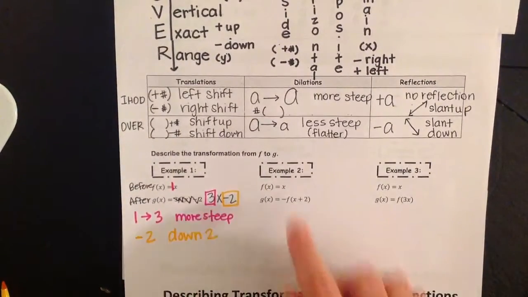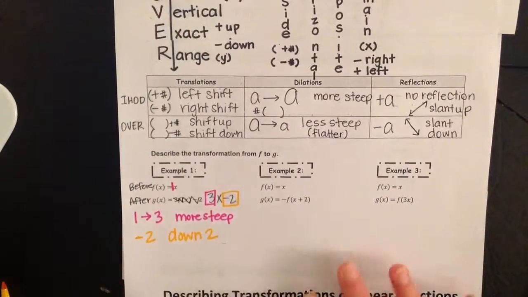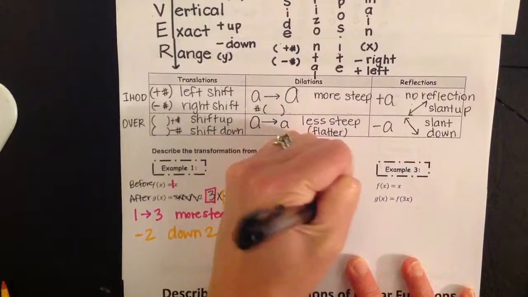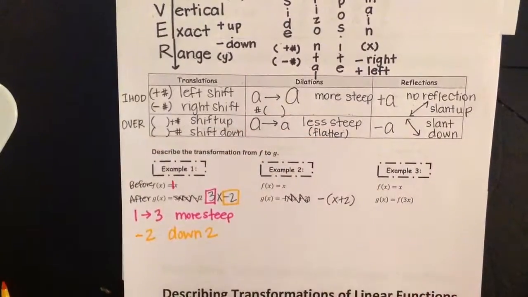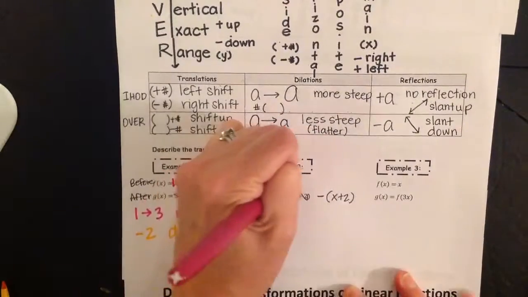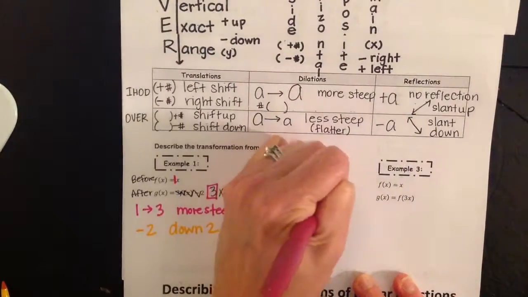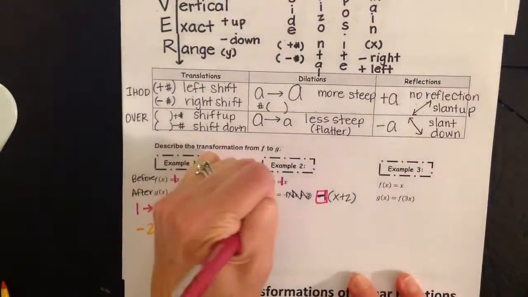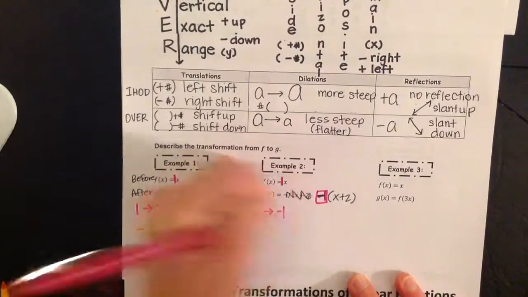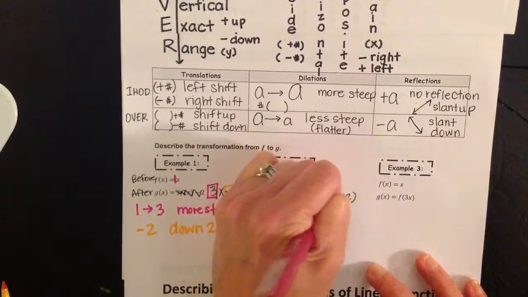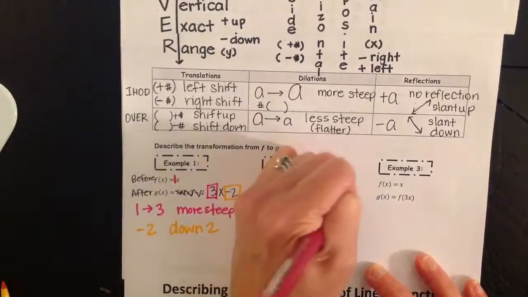So now we're going to look at example 2, and again, we're going to change this G graph. We're going to say negative parentheses x plus 2. So now I'm going to look at my A value. So it was 1 here, and here it's a -1. So it went from 1 to a -1. So it's telling me that it's going to slant down. That would also be a reflection over the x-axis.